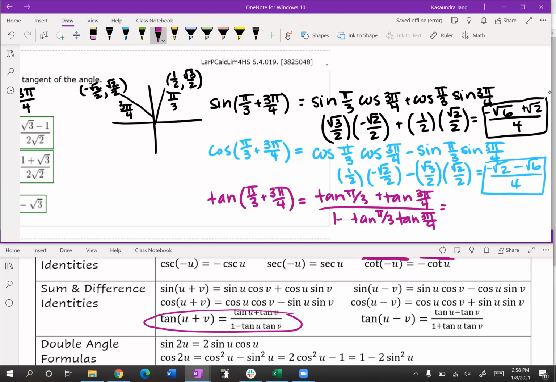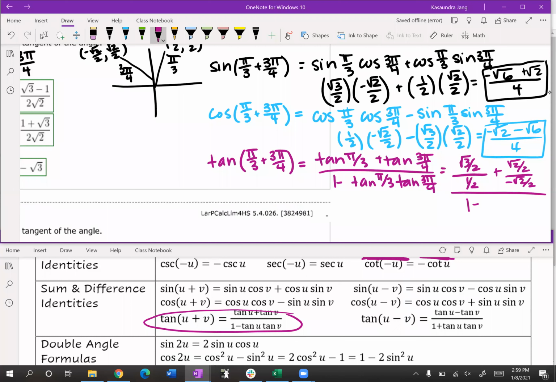Okay, so tangent is the y value over the x value. So at pi thirds, it's going to be a root 3 over 2 divided by a 1/2. That's just the tangent of pi thirds. Then we've got to do plus the tangent of 3 pi fourths, which that one actually turns out a bit better. My y divided by x, that'll simplify down a bit more. Okay, divided by, and then I've got 1 minus each of those same messy fractions. Plus multiplied by.